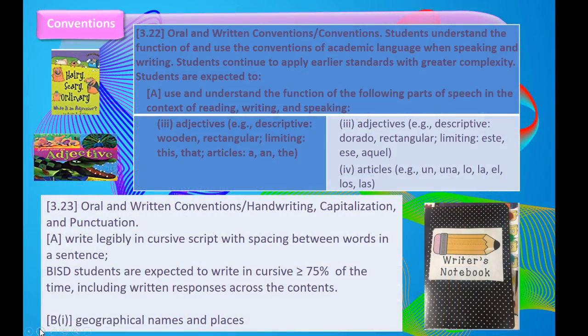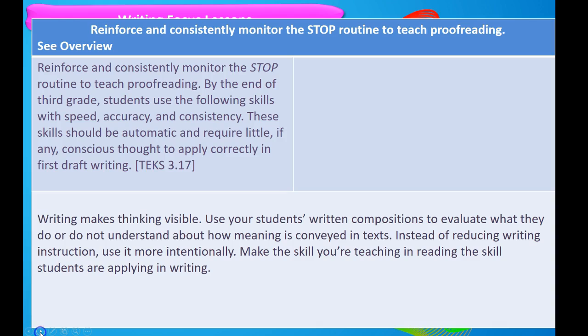Your convention is adjectives. The standard says to use and understand the function of the following parts of speech. So what you really want to do is show them the way authors use adjectives. These are some great books here on the function of an adjective. But then if you look at the clarifiers, I can really explain how to use sentences from mentor text to help them understand how to use conventions, and then carry them into their writing, making sure that they're writing legibly. And then once again, geographical names and places, capitalization: make an anchor chart, helping them understand what it is that we actually do capitalize.